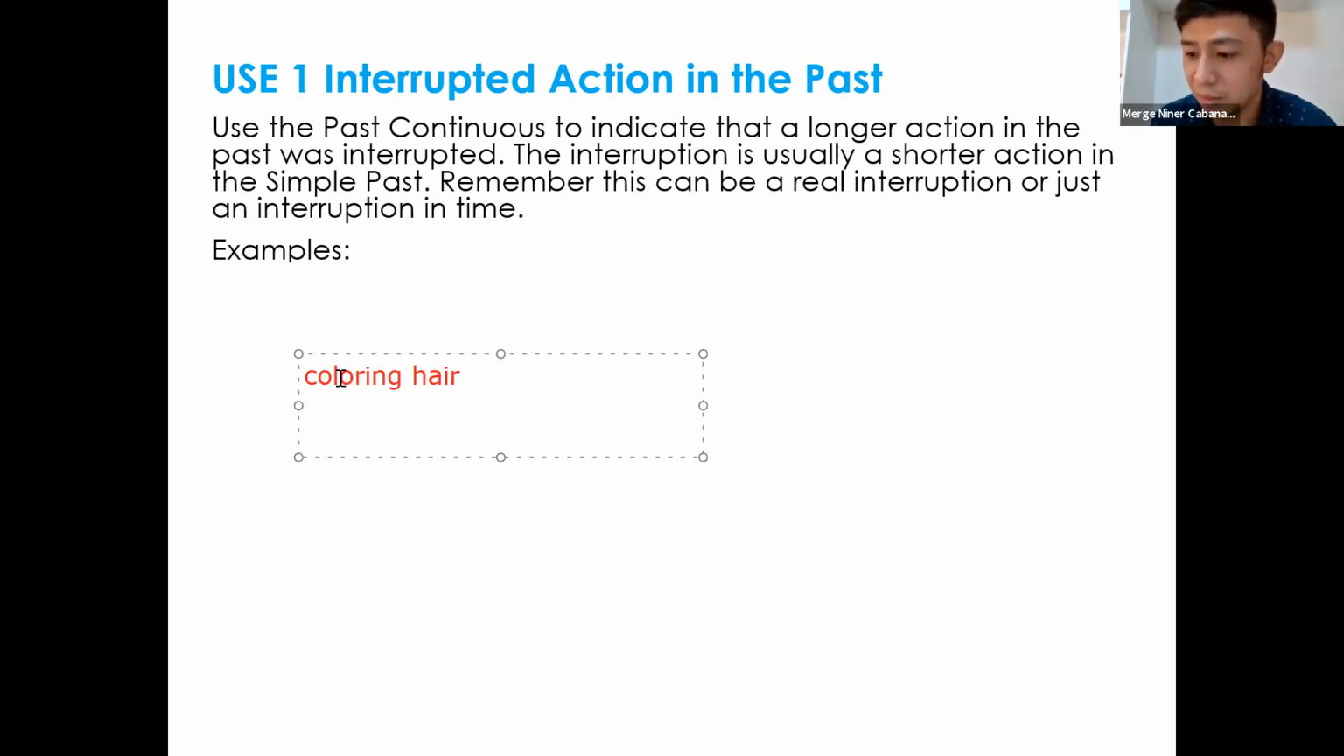Now, there's an earthquake. I hope that this doesn't happen. This does not happen in real life, though. An earthquake happened. So how are we going to make a sentence out of this, Sheena? So where am I going to put the past continuous? Is it coloring of your hair or the earthquake?